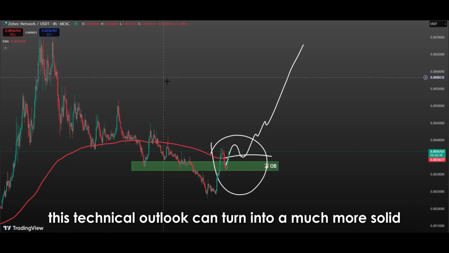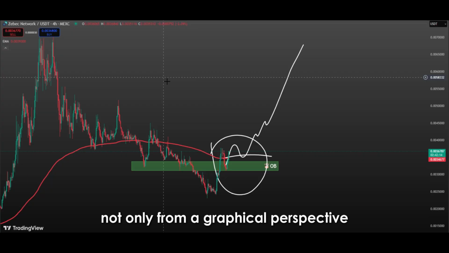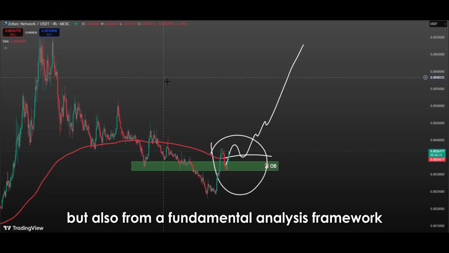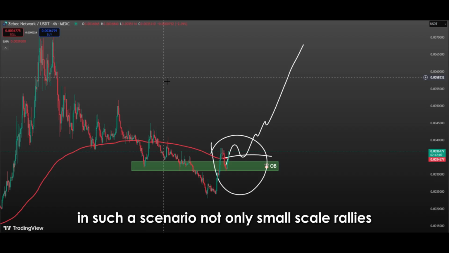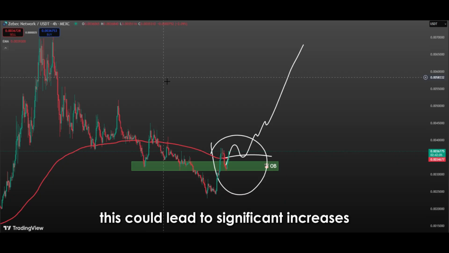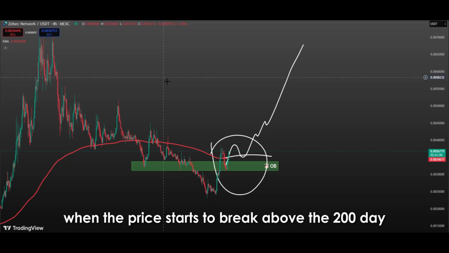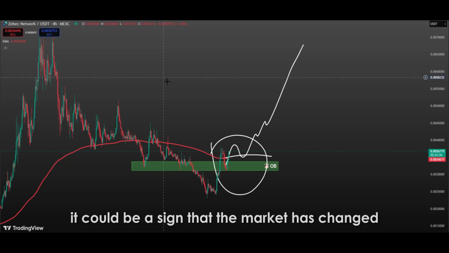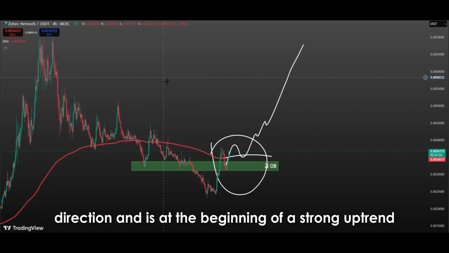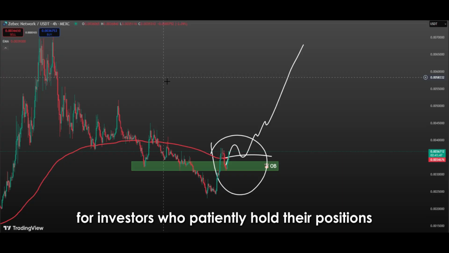Moreover, this technical outlook can turn into a much more solid bullish backdrop if it is supported not only from a graphical perspective, but also from a fundamental analysis framework. In such a scenario, not only small-scale rallies, but also medium and large-scale rallies could occur. This could lead to significant increases in the value of the portfolios of investors who took early positions. As a result, when the price starts to break above the 200-day exponential moving average, it could be a sign that the market has changed direction and is at the beginning of a strong uptrend. This technical development could create significant opportunities for investors who patiently hold their positions.